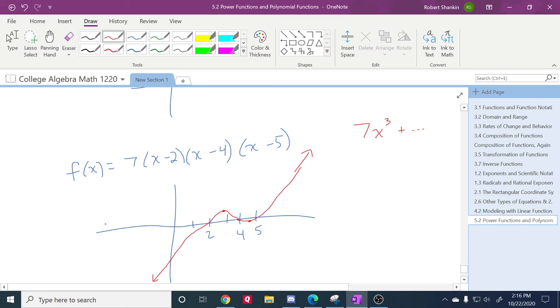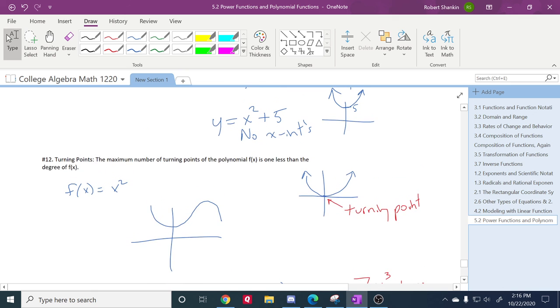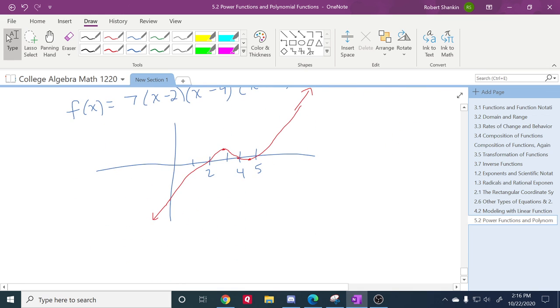And again, that's the maximum number of turning points. It doesn't have to have that many turning points. If I have y equals x cubed, it looks like this. And it's always going uphill. It doesn't have any turning points. But the maximum number of turning points it could have is 2.